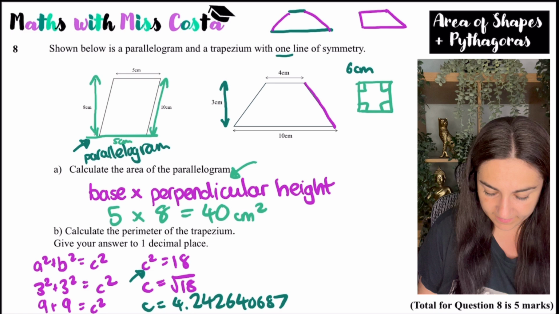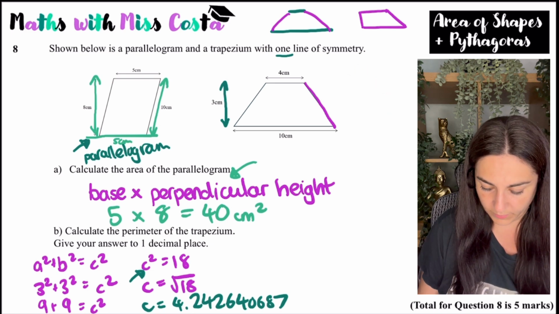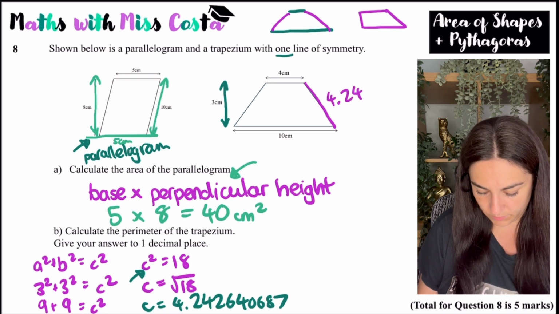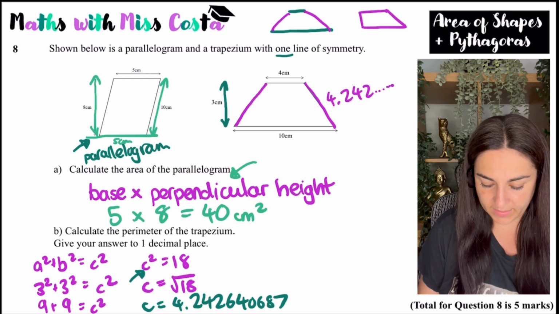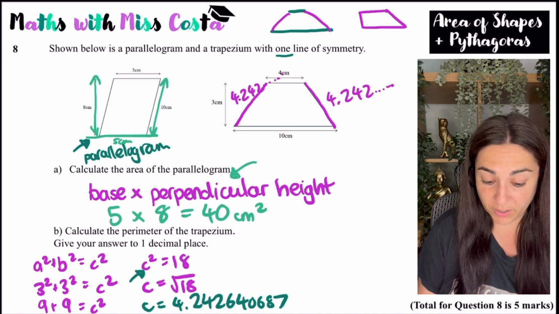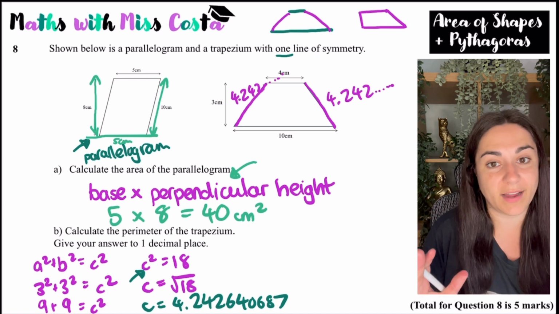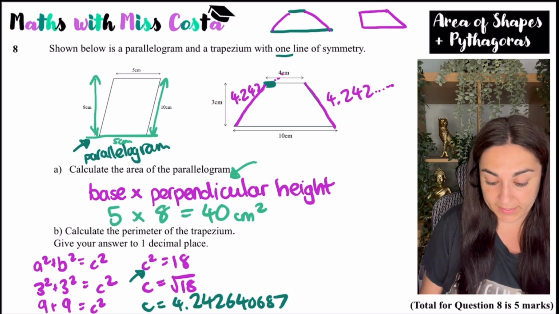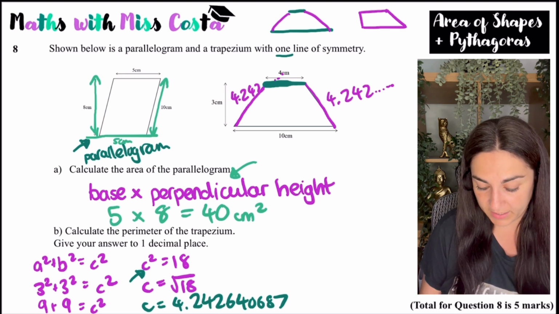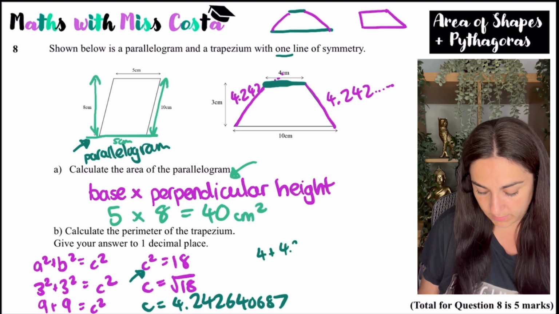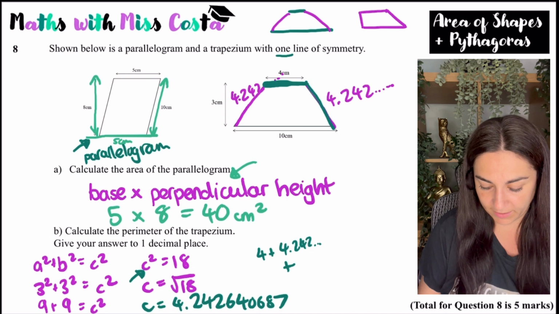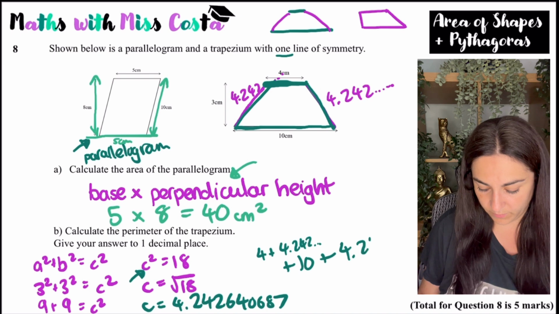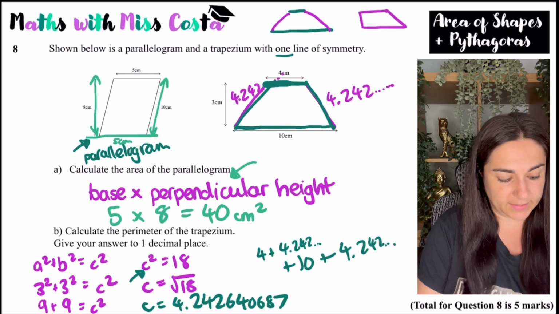That means this side is 4.242, and this side here is also 4.242. So for perimeter, we ignore the vertical height. For perimeter, we literally have to walk around the outside of the shape. So I've got 4 plus 4.242 plus 10 plus 4.242.